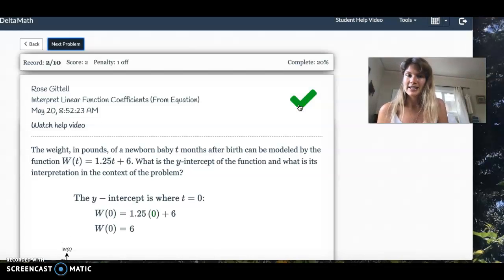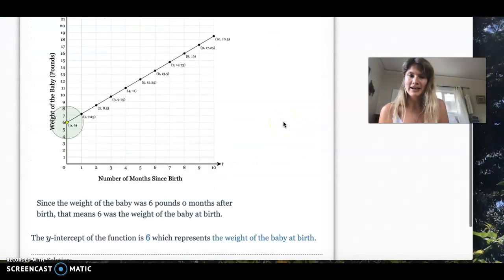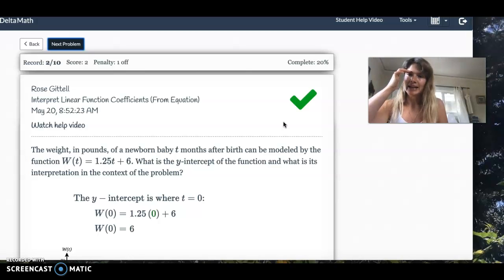Okay, continue to practice this Delta Math on your own if you haven't already completed it for algebra. And then you'll try some practice problems in the next slide.